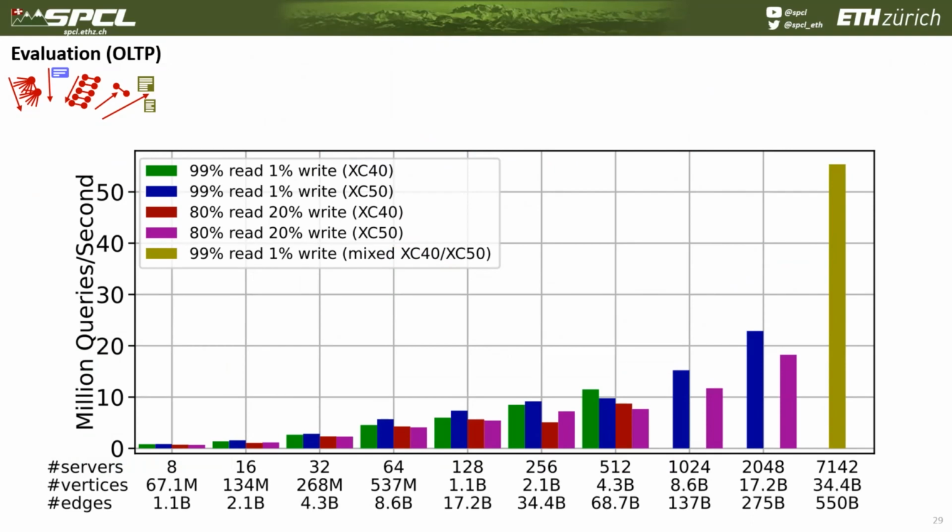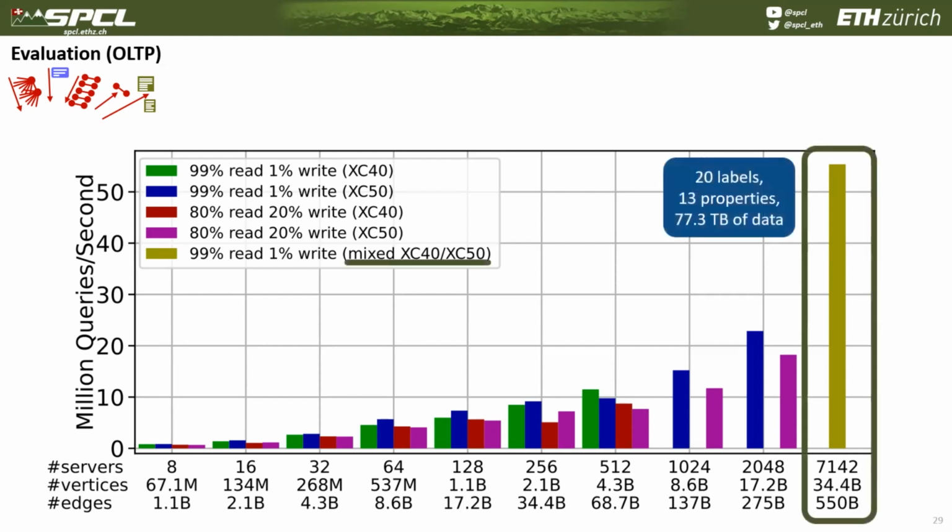On that plot, we can see the data for 99% reads versus 1% writes, which is a very commonly used scenario in different realistic benchmarks. We also tried different compositions, such as 80% reads versus 20% writes, and even others that you can find in the paper. Piz Daint, our testbed, consists of different types of nodes. It has XC40 and XC50 nodes, and we use them both. For the biggest run that you can see on the right, we used both types of nodes at the same time to achieve maximum scale.